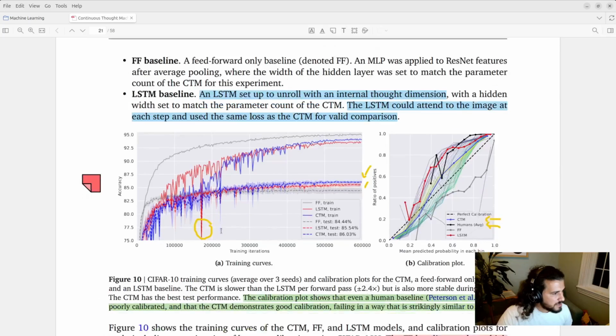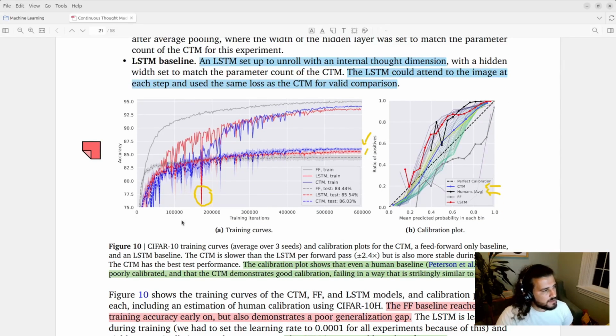So you see here the different training curves, and they said that the calibration plot shows that even the human baseline is poorly calibrated, and that the CTM demonstrates good calibration, failing in a way that tracks similarly to humans. You see here the human average is this one over here, and the CTM is following a similar trend, a bit like the LSTM is doing. The fully connected feed-forward is failing in ways that are not really human-like. That's what this plot is roughly showing.